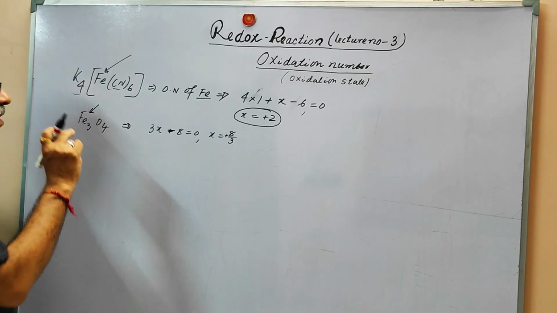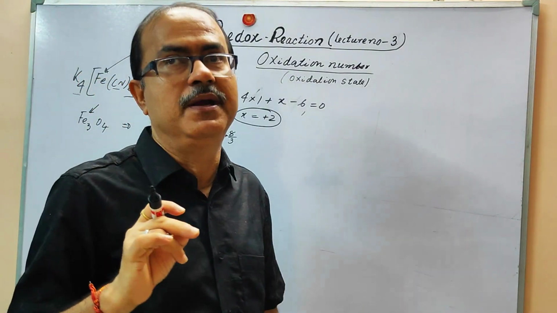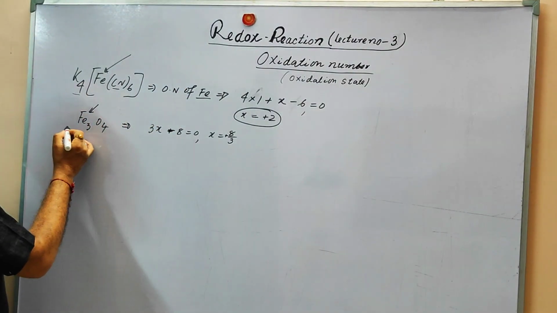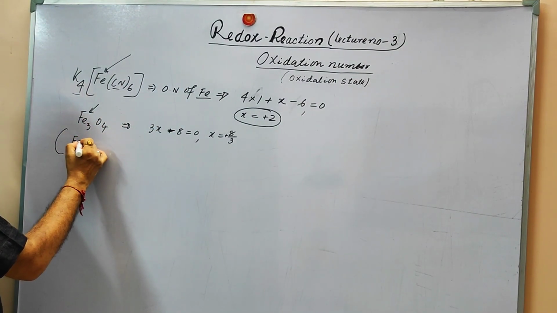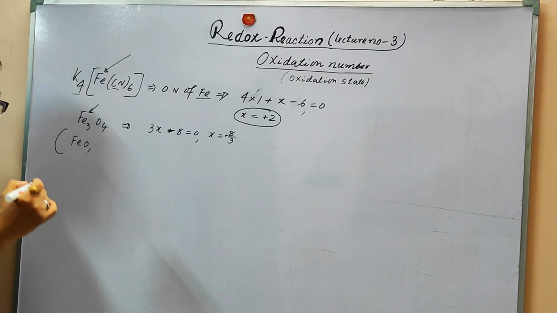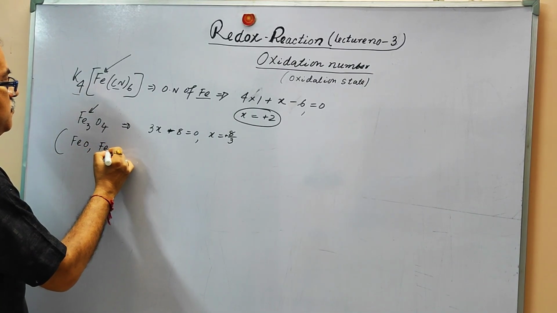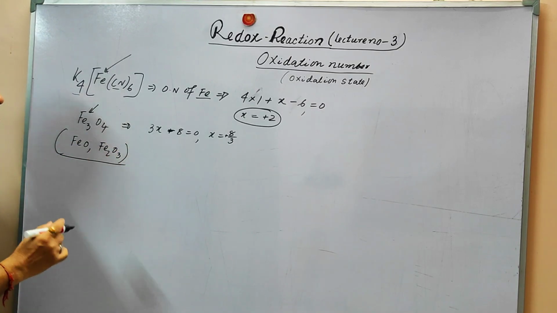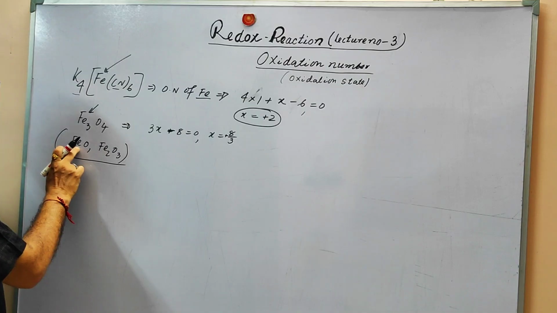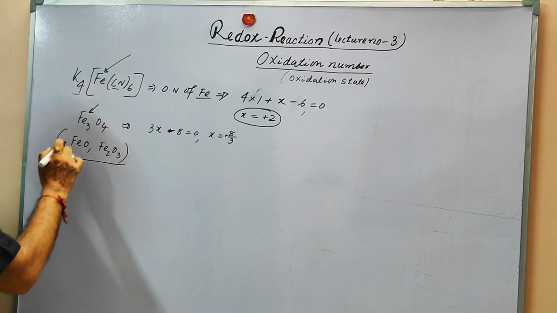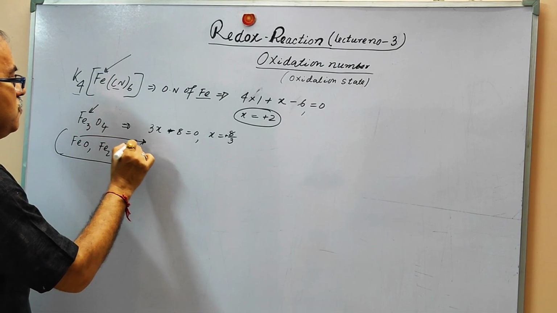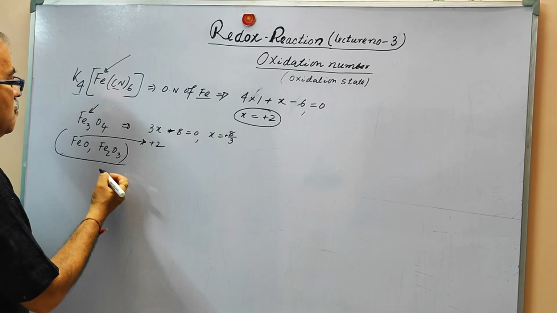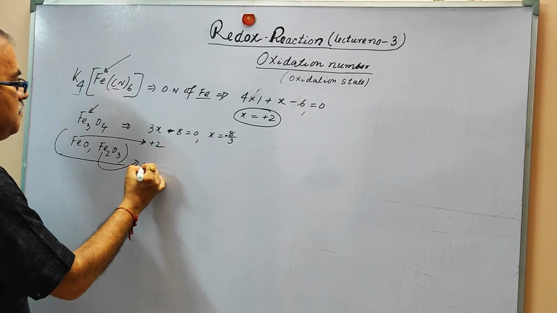But if they ask what the actual oxidation number is, this is the average, not the actual. For the actual oxidation number, you have to know that Fe3O4 is basically a stoichiometric mixture of FeO and Fe2O3. So Fe has two oxidation numbers here. For FeO you can calculate it will be plus 2, and for Fe2O3 it will be plus 3.